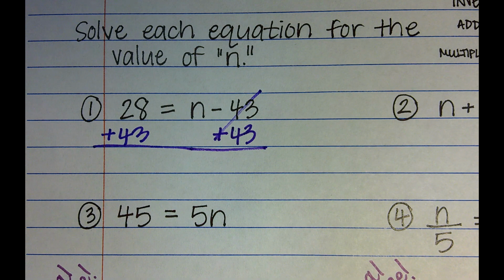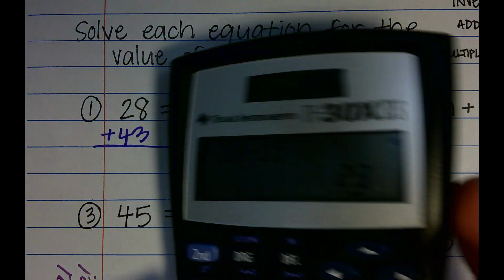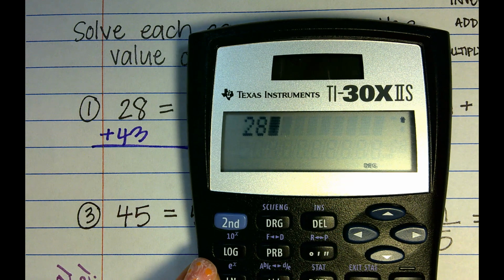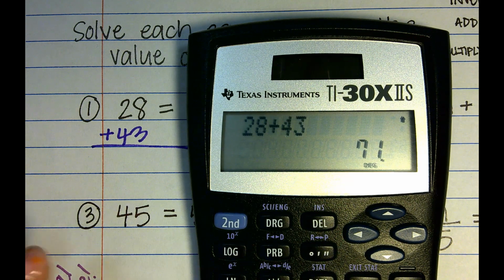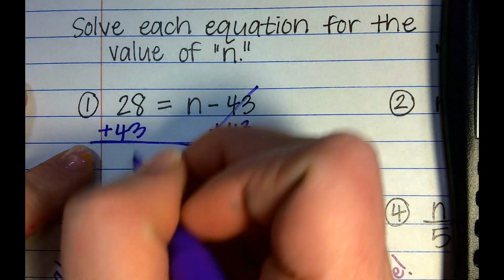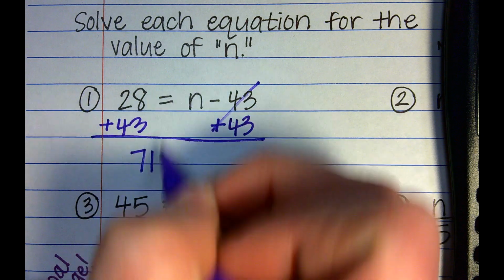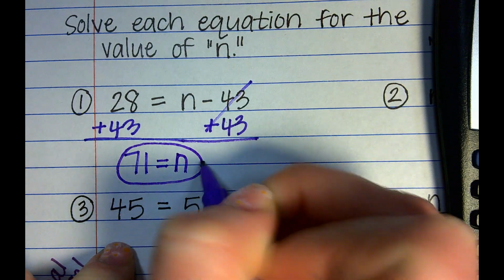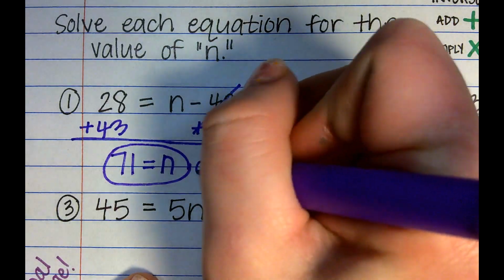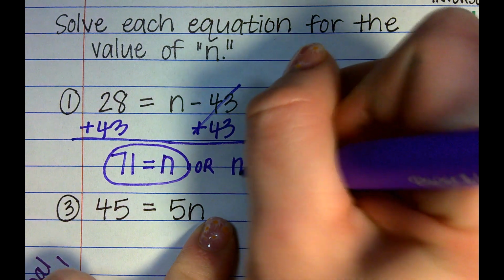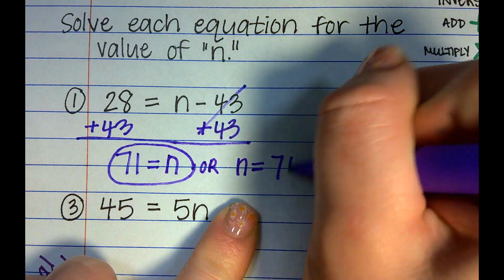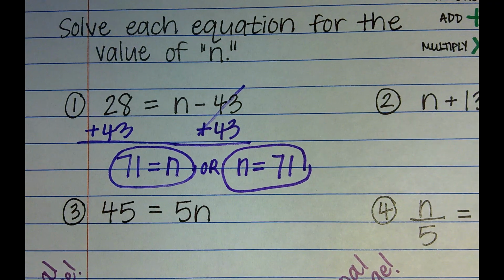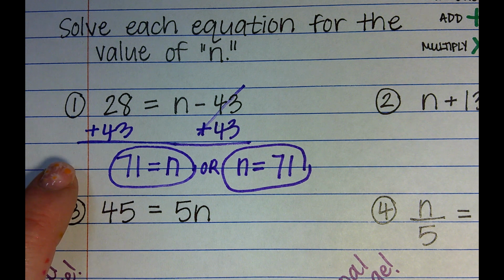And what did you do next? Now I added 43 and 28 together. Perfect. 28 plus 43, 71. Very nice. So I write 71. I bring down my equal sign, and then I bring down n. So 71 equals n, or if you like having your variable first, you could flip-flop it and say n equals 71. Both of these are correct. Perfect. Does anybody have questions about number 1?